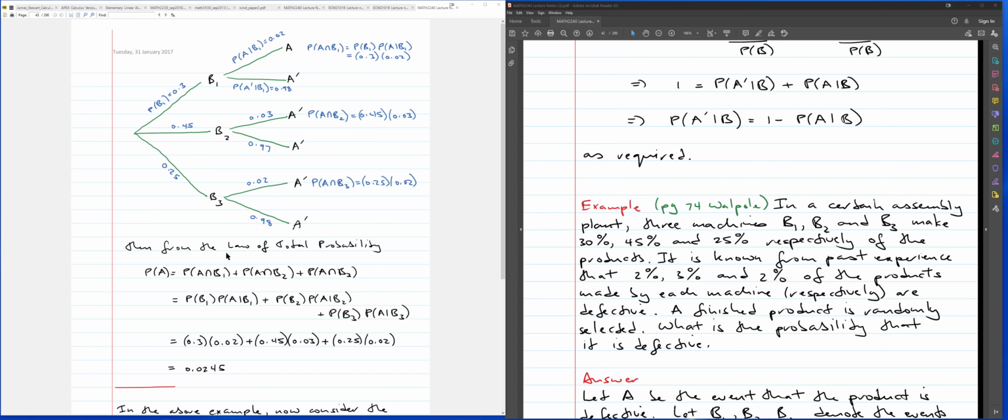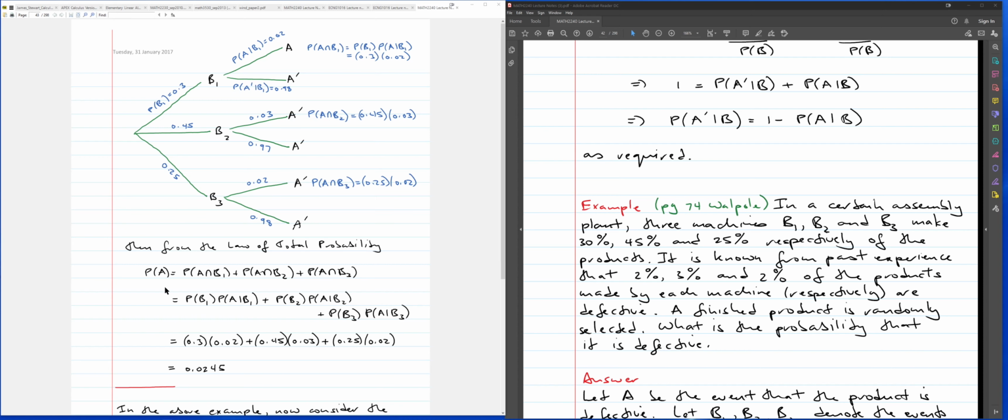This is what your law of total probability is saying. The probability of it being defective is the probability of it being defective and made by machine B1, which is this case over here, plus the probability of it being defective and made by machine B2, which is this case over here, plus the probability of it being defective and made by machine B3, over here.